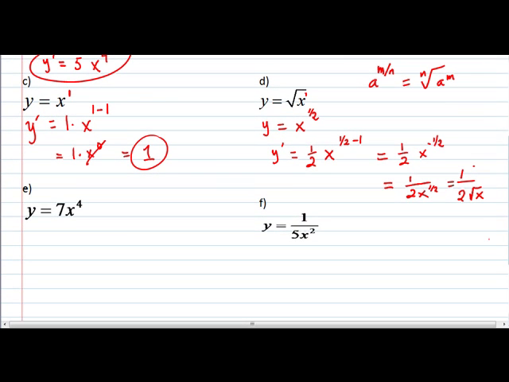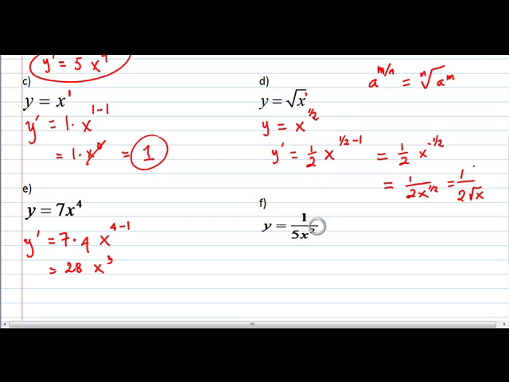We'll do part E to find y prime. With this problem, if you have a number in the front, leave it like that. We multiply. Take 4 down, times 7, and then you have 4 minus 1. So you have 28 times x to the 3rd power.